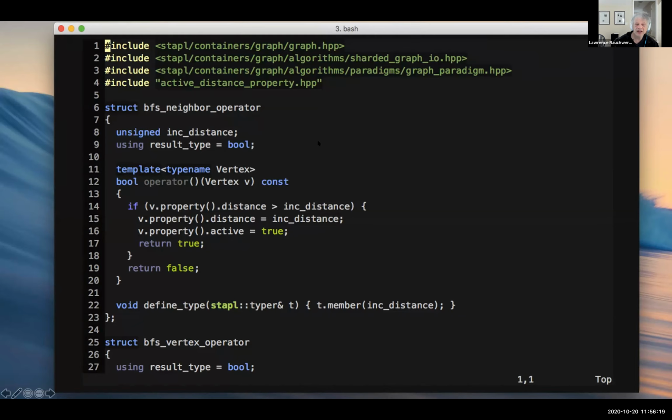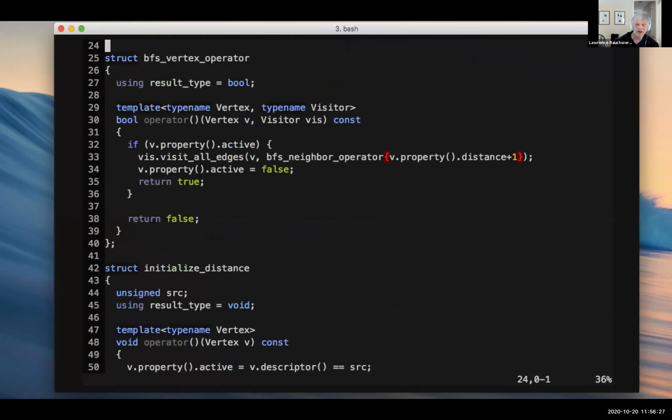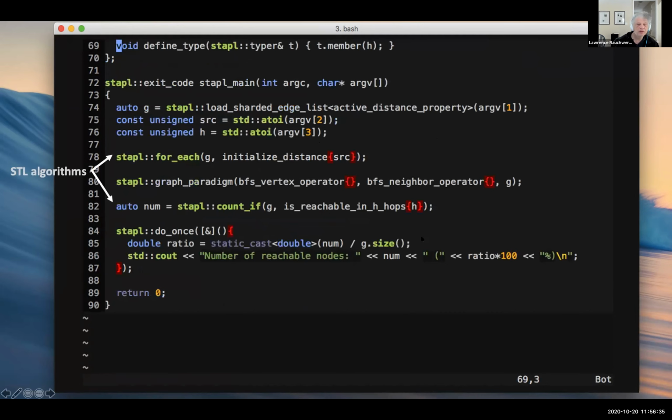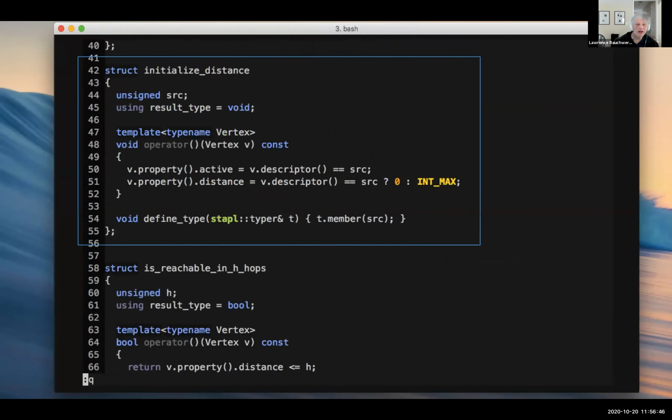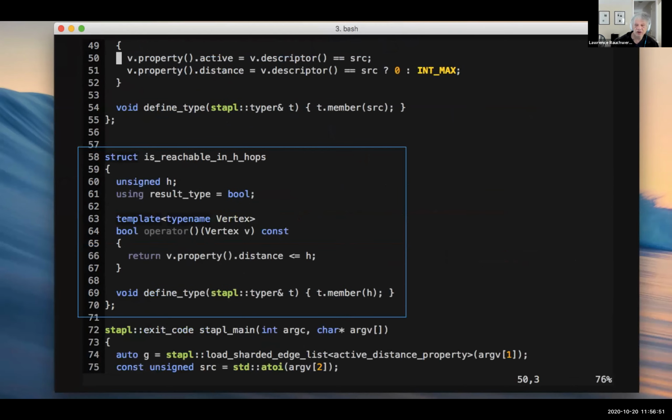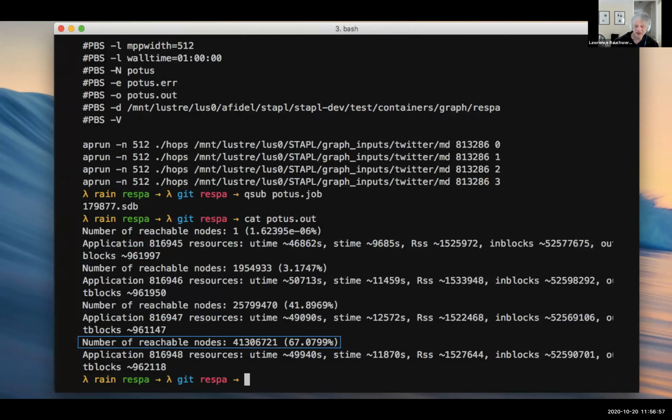This is how the code actually looks. I'm not going to go through the code here, but it is pretty simple to write. And here is a vertex operator. These are standard STL algorithms, for_each, but in Stapel they are parallel. And here we initialize the distance, but it's not particularly exciting to show. There was a demo at supercomputing.